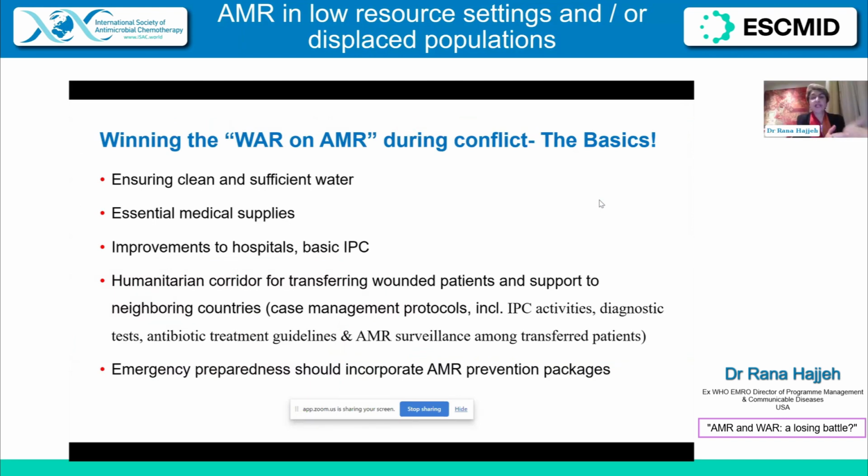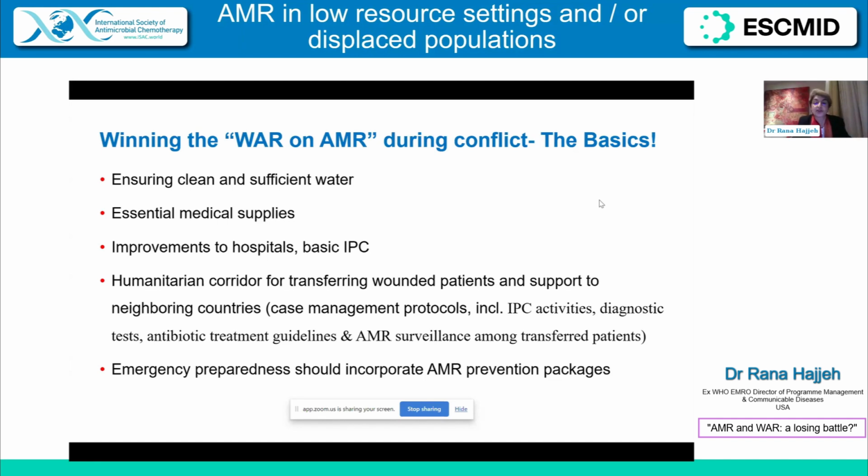Okay, this is actually my last slide. I just didn't want to end on such a gloomy note, because the situation is very dire, but I think there are things we can do to try to win maybe part of the fight against AMR during war and conflict. We need to advocate for these settings to have very basic needs for IPC covered, very basic medical supplies, and a humanitarian corridor.